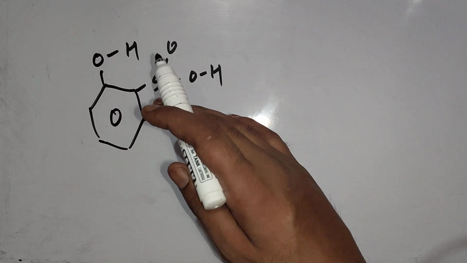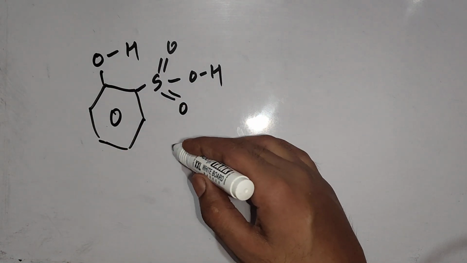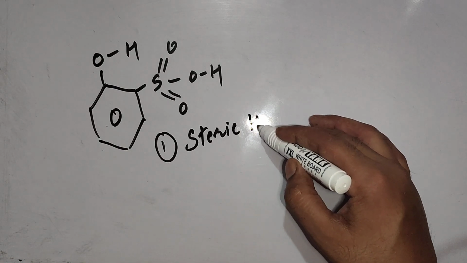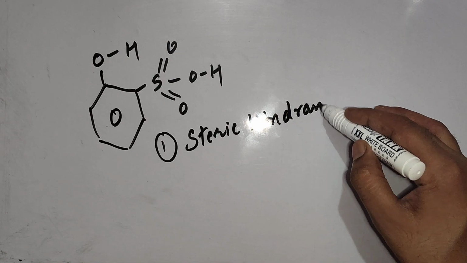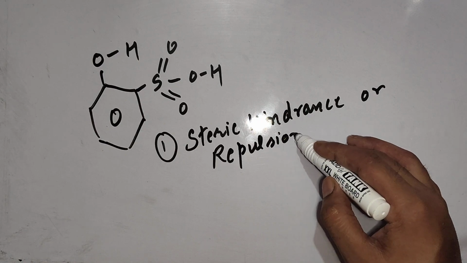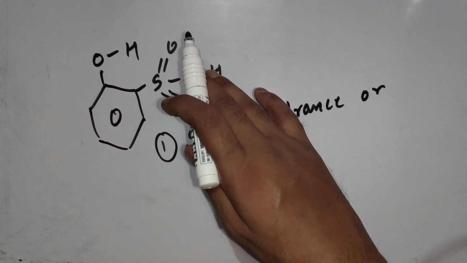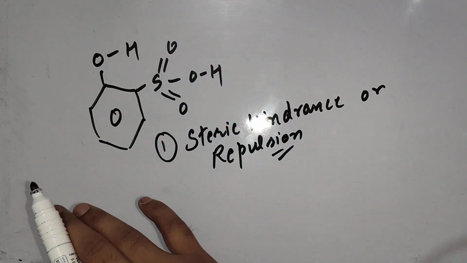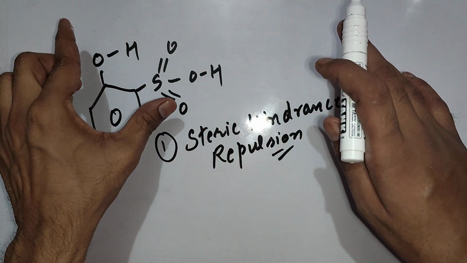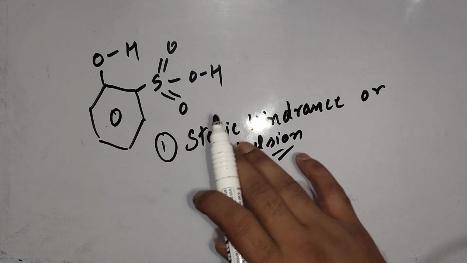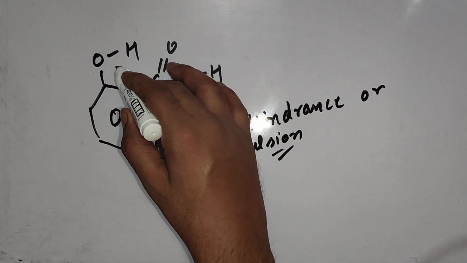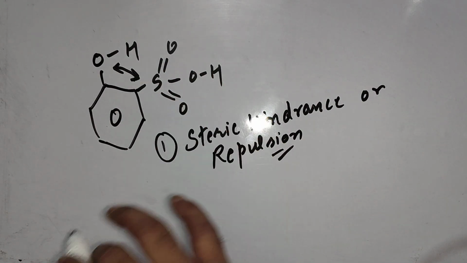Now in this condition, when we have sulphonic group on ortho position, two factors are working. Number one, steric hindrance. As we all know what is the meaning of steric hindrance, or simply we can say repulsion. As you can check, sulphonic group is quite a big group. 5 atoms are involved here, and these 5 atoms are very close to OH group. So obviously between these two groups, repulsion is there, which we call steric hindrance.